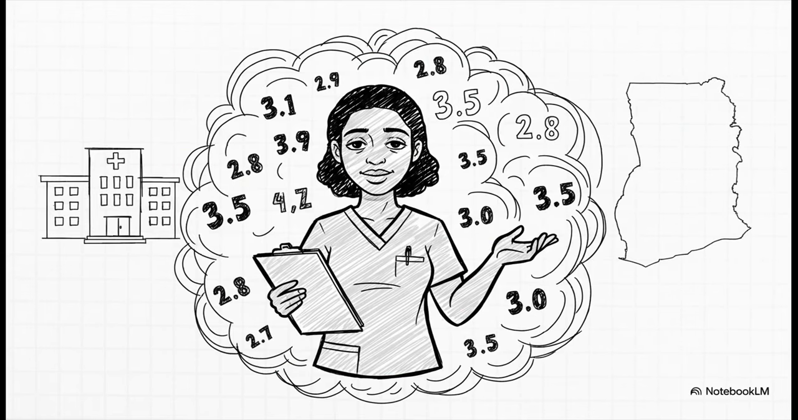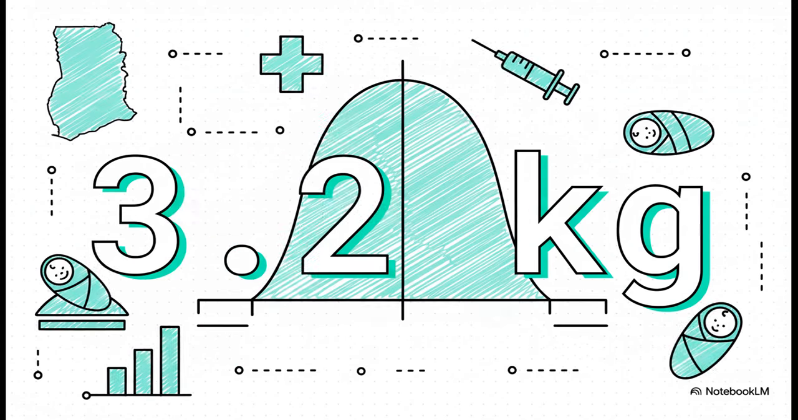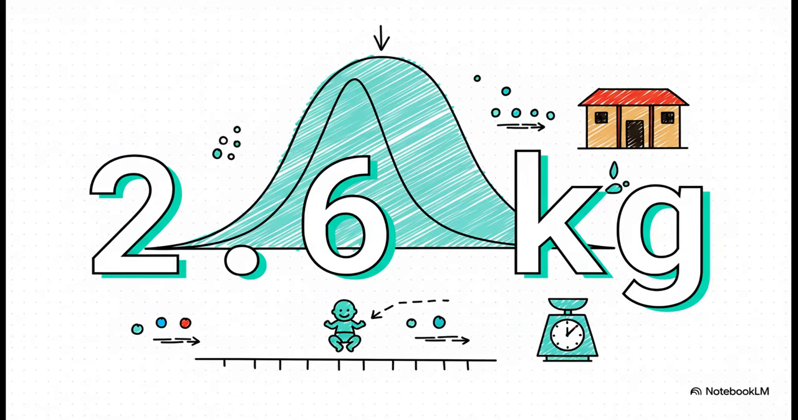To make this feel real, let's just imagine this with me. Picture a midwife in a busy Ghanaian hospital. She's just wrapped up a long shift, and she's got the records for the last 100 babies born. And at first glance, the numbers for their birth weights just seem totally random. One baby is 2.8 kilograms, a good healthy weight. The next one is a little bit heavier, comes in at 3.2 kilograms, also perfectly fine. And another is a bit lighter, 2.6. See? Each number is just its own little piece of data.